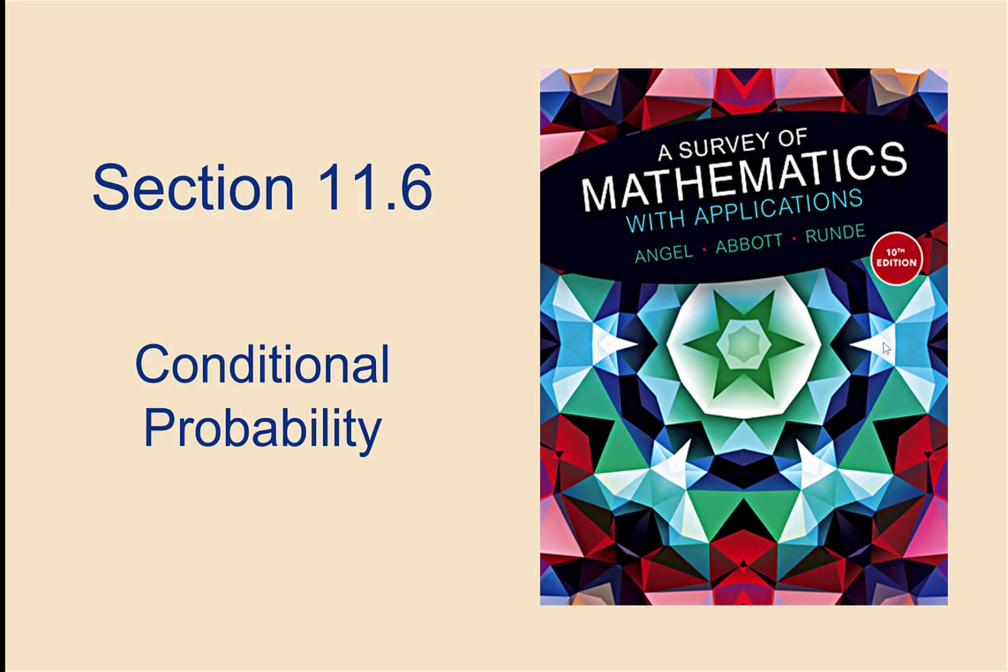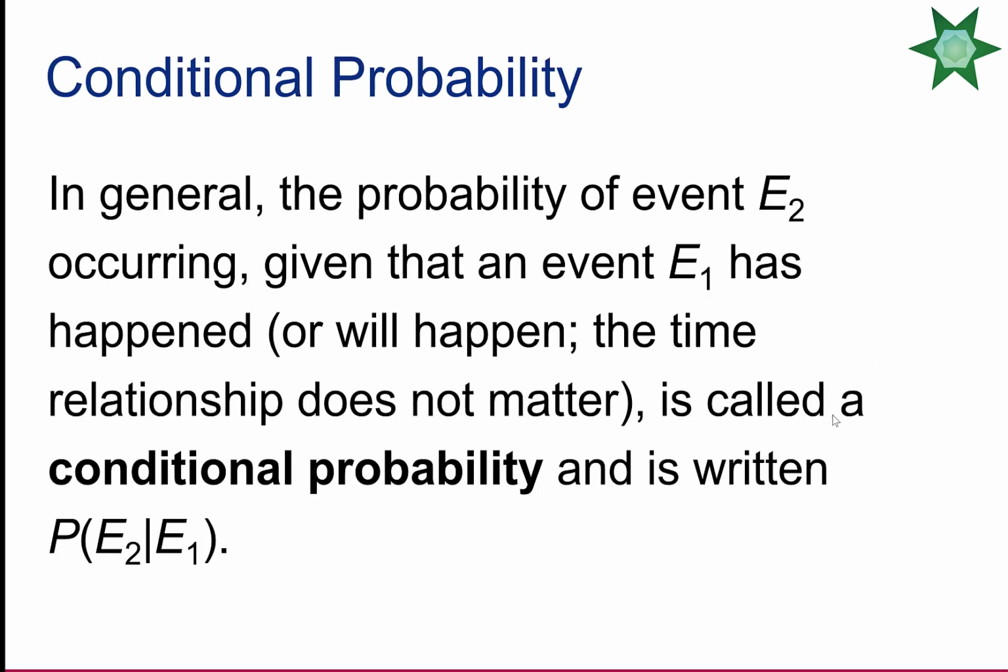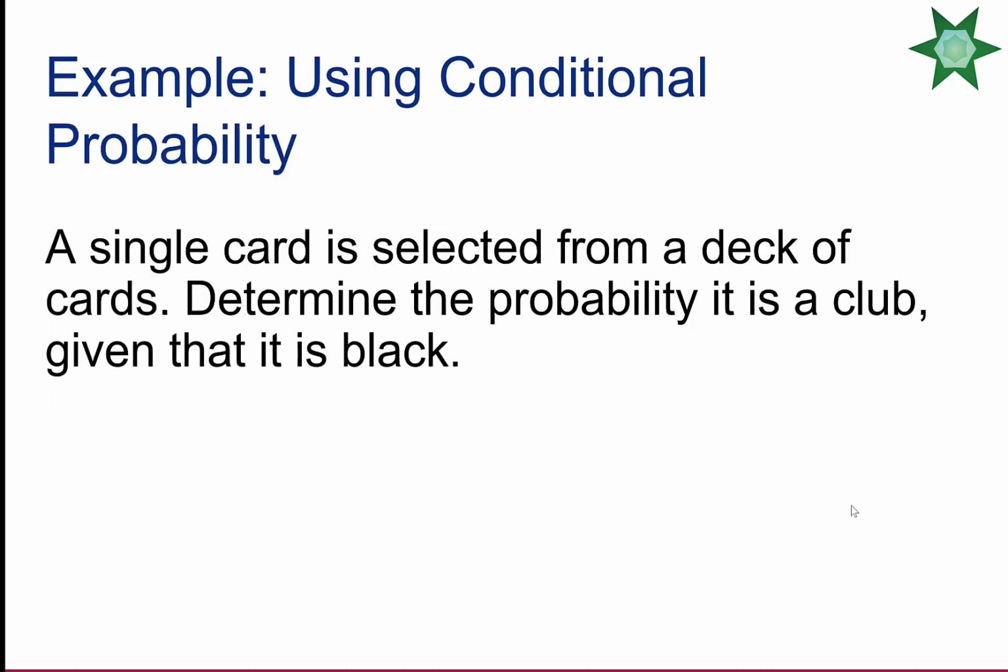Section 11.6 is conditional probability. In this section, we're going to work on conditional probability, which is the probability of an event E2 occurring given that event E1 has already happened. And this is called a conditional probability. Remember that you're conditioning on the event that is to the right of that small vertical bar. And we read that as probability of event E2 given that event E1 has already occurred.